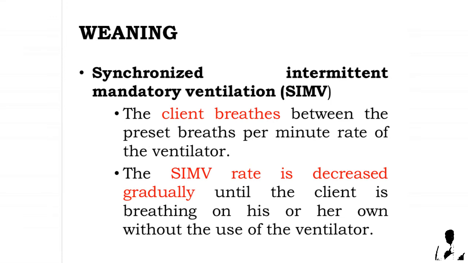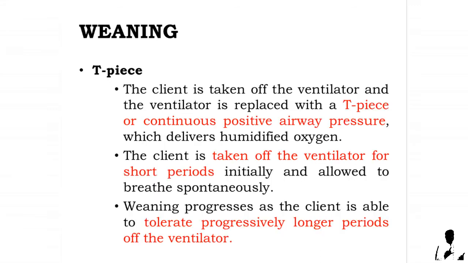Synchronized intermittent mandatory ventilation, SIMV. The client breathes between the preset breaths per minute rate of the ventilator. The SIMV rate is decreased gradually until the client is breathing on his or her own without the use of the ventilator. T-piece. The client is taken off the ventilator and the ventilator is replaced with a T-piece or continuous positive airway pressure, which delivers humidified oxygen. The client is taken off the ventilator for short periods initially and allowed to breathe spontaneously. Weaning progresses as the client is able to tolerate progressively longer periods off the ventilator.